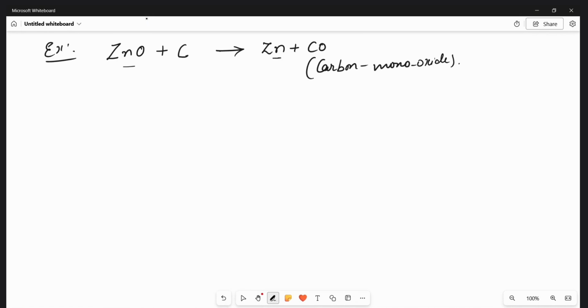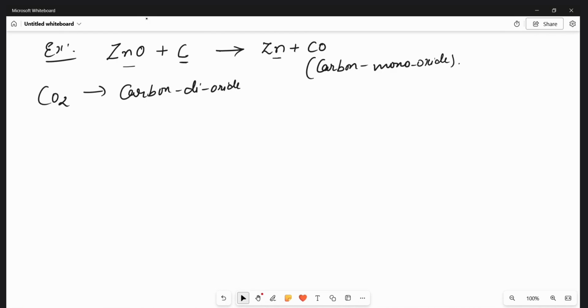Okay, zinc oxide is reduced to the metal by the carbon, because carbon is a good reducing agent. Okay, so zinc oxide plus carbon, you will get zinc plus carbon monoxide. When you have CO2, what we call it as? We call it as carbon dioxide. Here it is carbon monoxide.